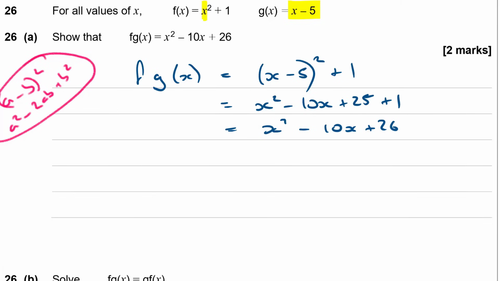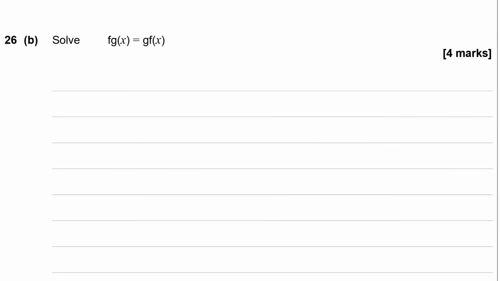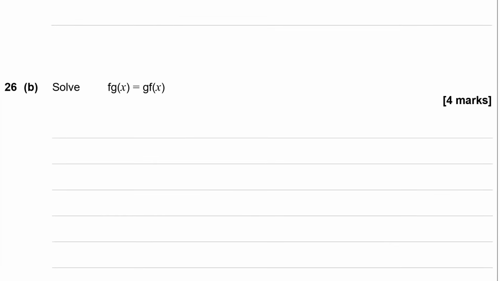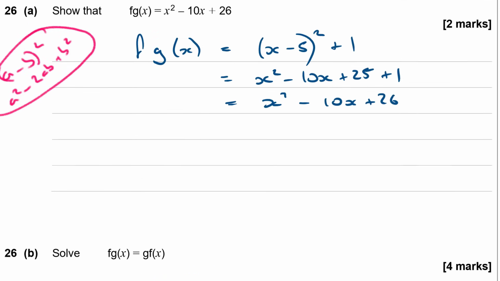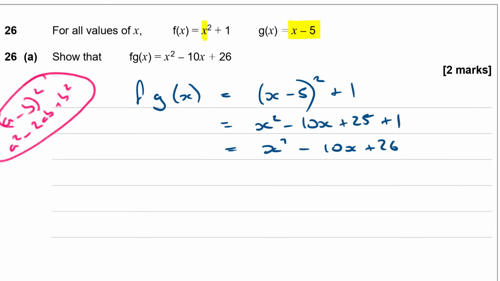So done. Now part B says solve fg of x equals gf of x. Okay, so we've already worked out what fg of x is. What's gf of x? So gf of x is equal to, well, we take our function f of x and we feed it into our g of x. So this time round our x is here and we're going to replace it with this expression. So that is going to sit where that is in there.